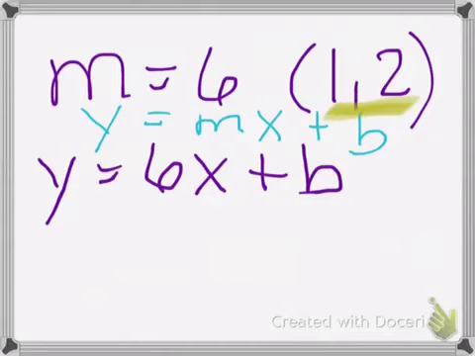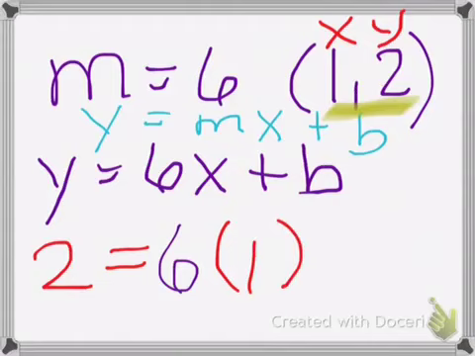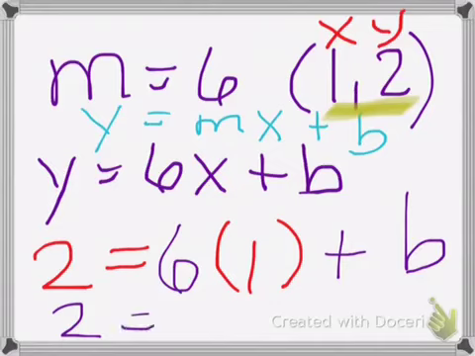So the x value is 1 and the y value is 2. So we're just going to substitute those values in. We're going to say 2 equals, give me a second, I'm changing colors, the 6 that was already there, and we're going to substitute in the x, which is 1, plus the b we're trying to solve for. And here you just do the math. So you get 2 equals 6 times 1 is 6 plus some b.